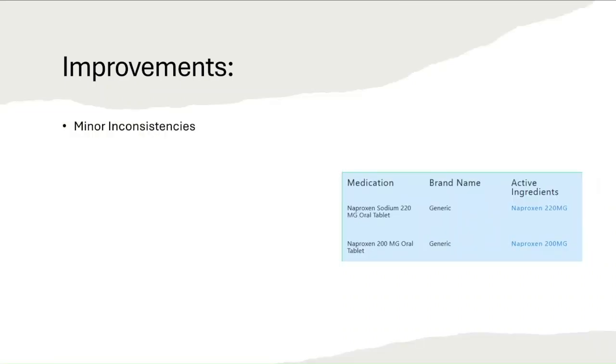Additionally, some minor inconsistencies remain. For example, ingredient names like naproxen versus naproxen sodium are sometimes used interchangeably despite being technically different. OpenFDA also lacks structured condition data, so search relies on parsing unstructured text in drug warnings and descriptions, leading to occasional noise or misleading results.